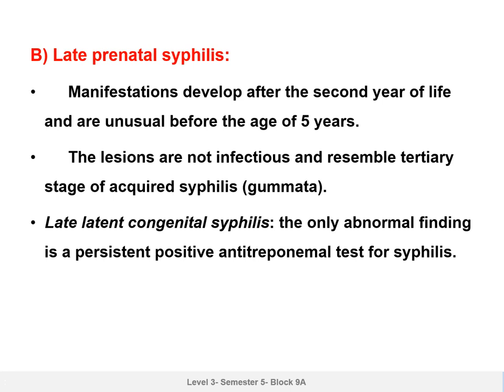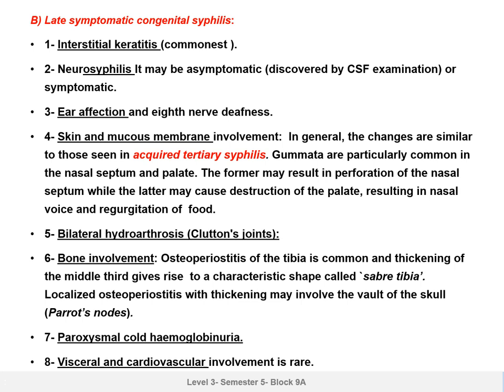Late perinatal syphilis manifestations develop after the second year of life. The lesions are not infectious and resemble the acquired syphilis gumma. Late symptomatic congenital syphilis: interstitial keratitis, neurosyphilis, ear involvement, skin and mucous membrane involvement similar to acquired tertiary syphilis gumma, Clutton's joints, and bone involvement with a characteristic shape called saber tibia, localized osteoperiostitis in the skull called Parrot's nodes, paroxysmal cold hemoglobinuria. Visceral and cardiovascular involvement is rare.